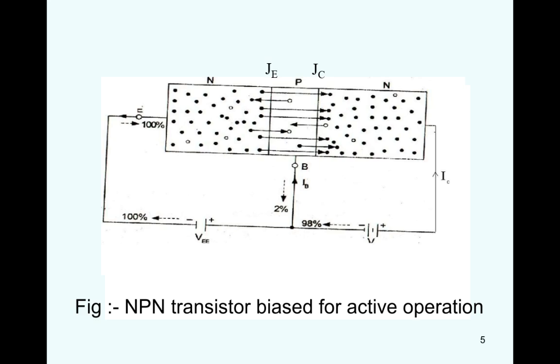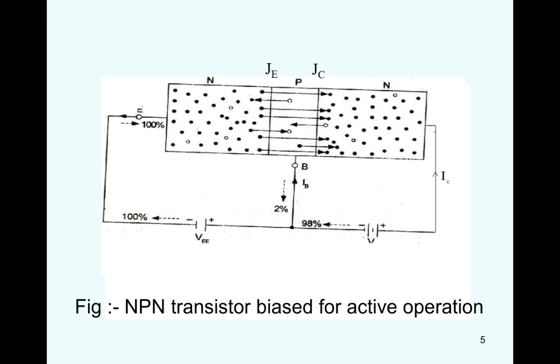So this is the NPN transistor biased for active operation. We connect the JE in forward biased mode and the JC in reverse biased mode. That means emitter and base are connected to a forward bias supply, and base and collector are connected to reverse bias. Due to the forward bias of emitter and base, a repulsive force exists. Due to this repulsive force, the electrons move towards the JE junction.